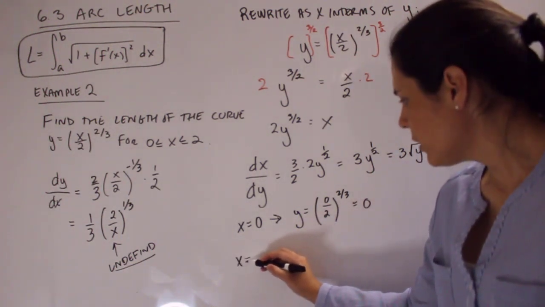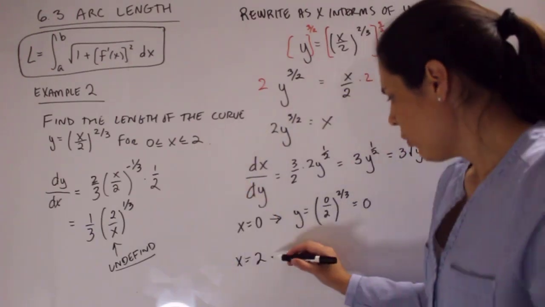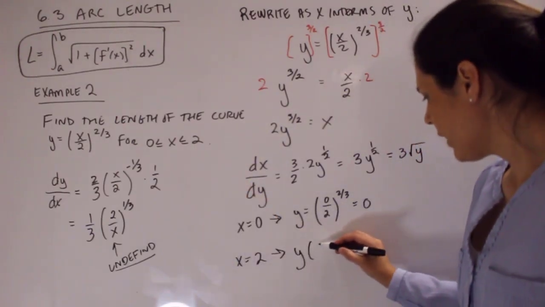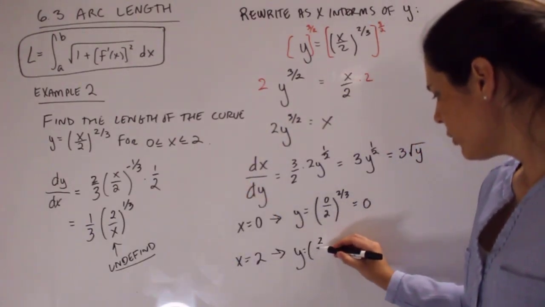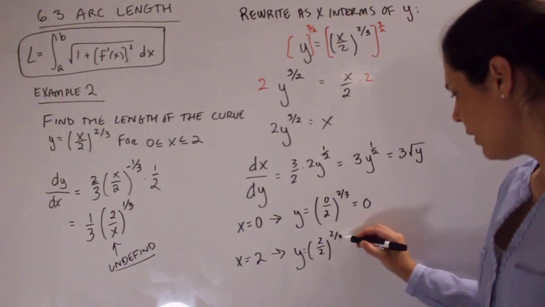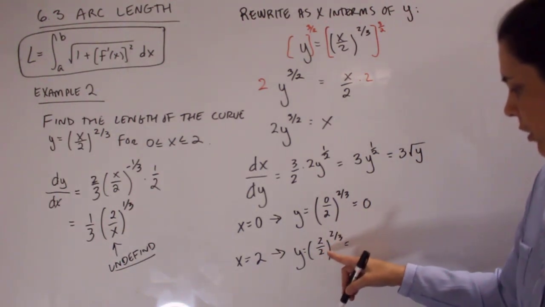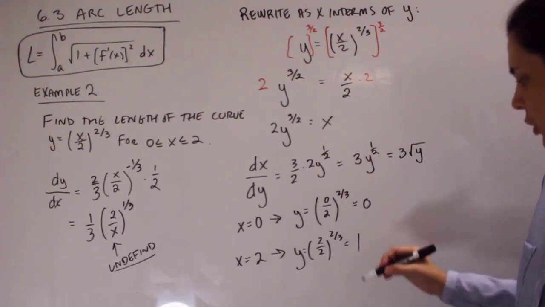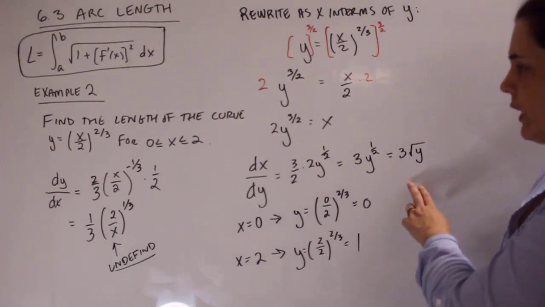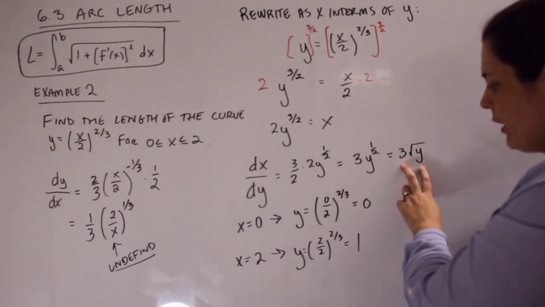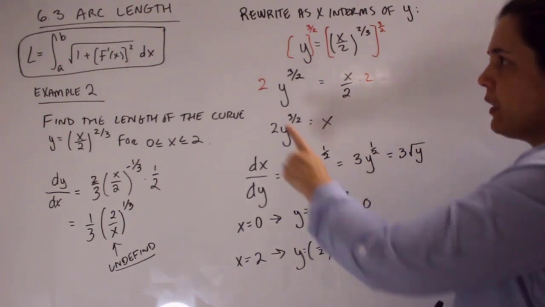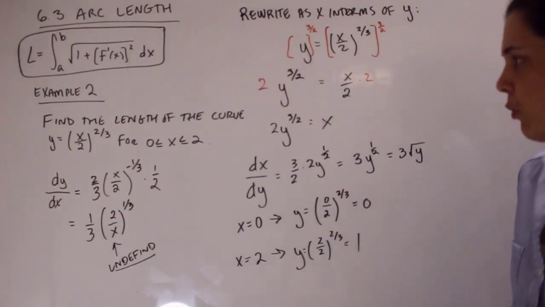When x was 2, well, what is y? y equals (2 over 2) to the 2/3 power. This is just 1 over 1 to the 2/3 power. This is just 1. So we have our derivative, we have our new limits of integration, and then we're going to plug into our arc length formula.